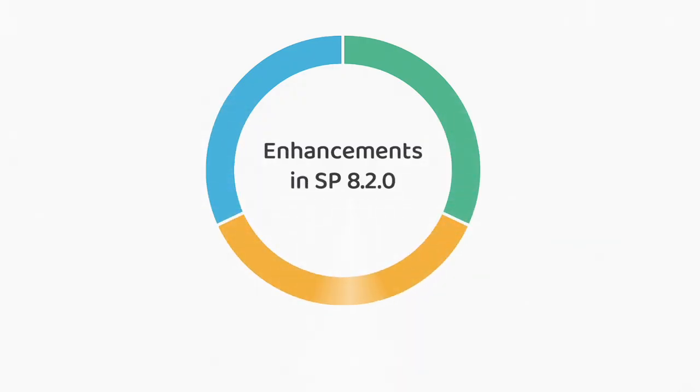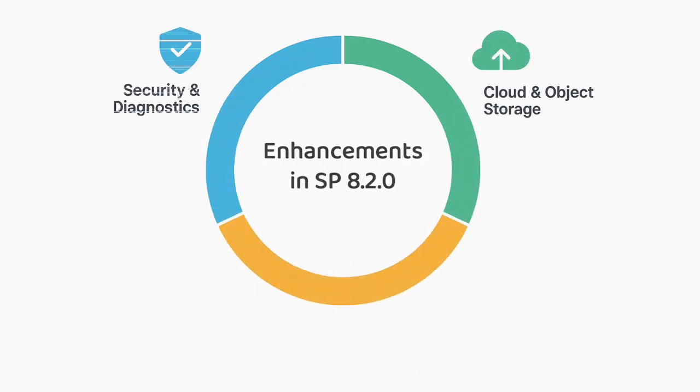SP 8.2 is all about staying future ready. IBM has packed this release with enhancements in cloud integration, security, long-term retention and serviceability. Whether you are managing VMs, databases, cloud workloads or enterprise apps, this release has something for you.